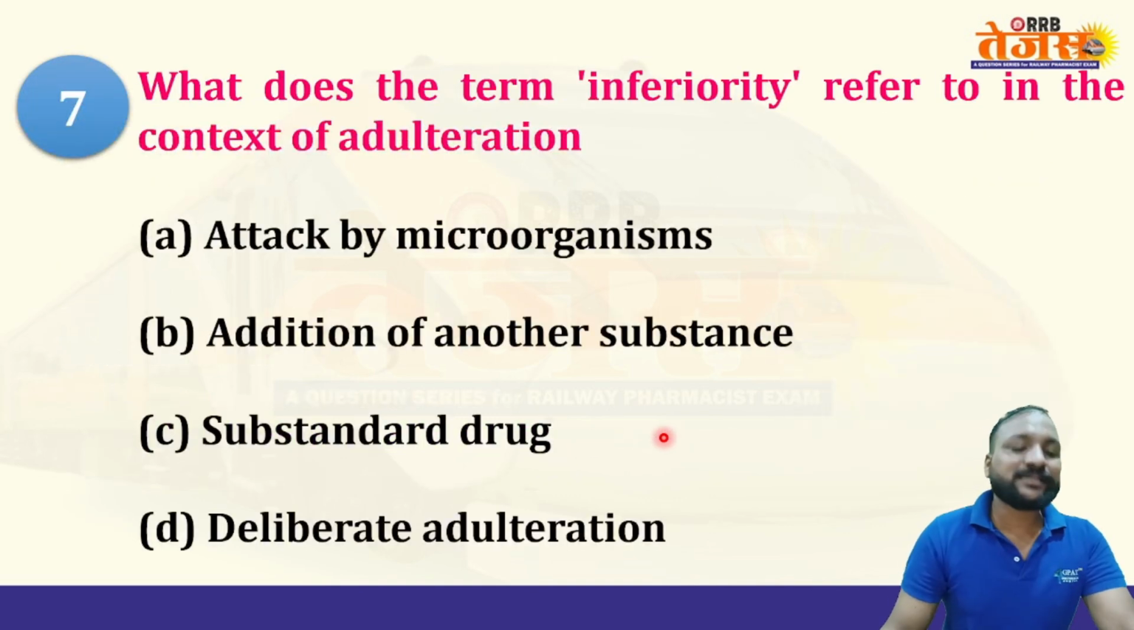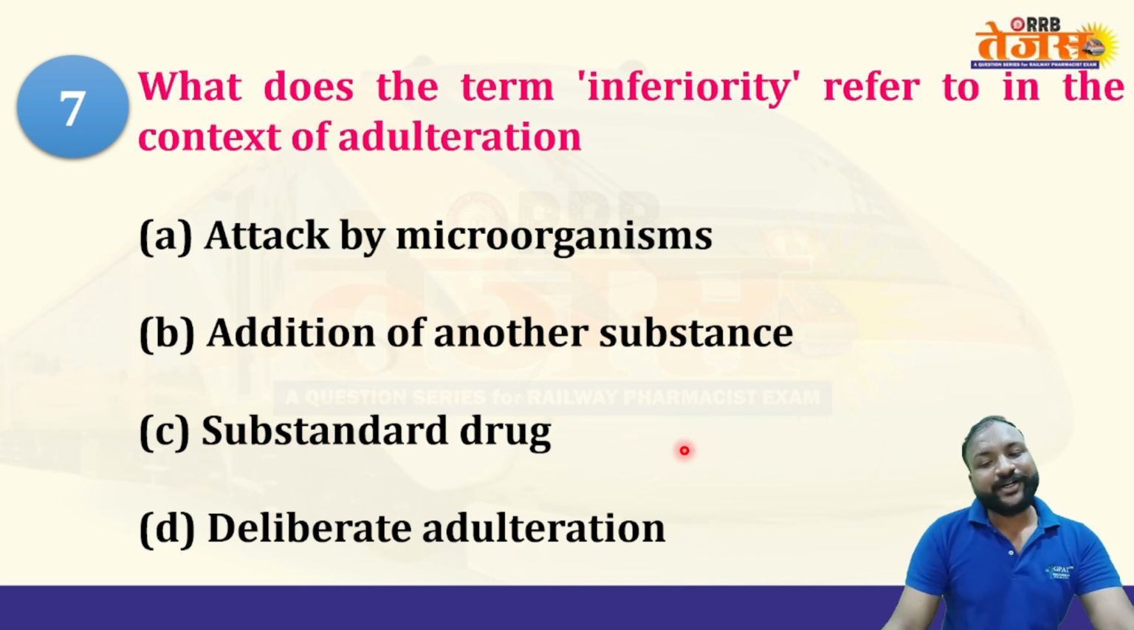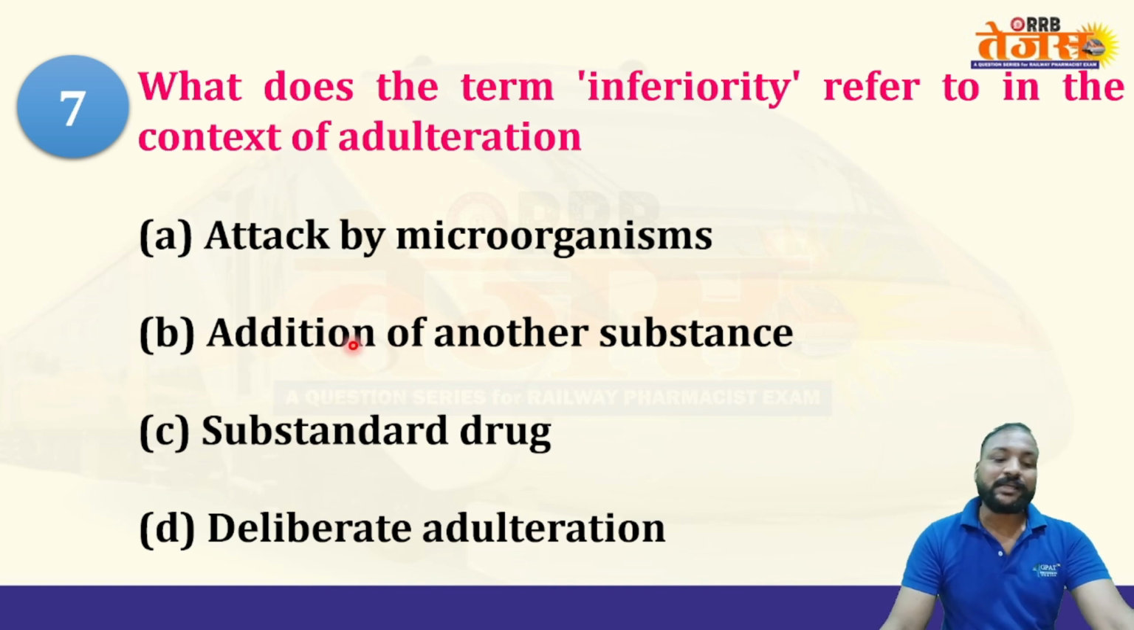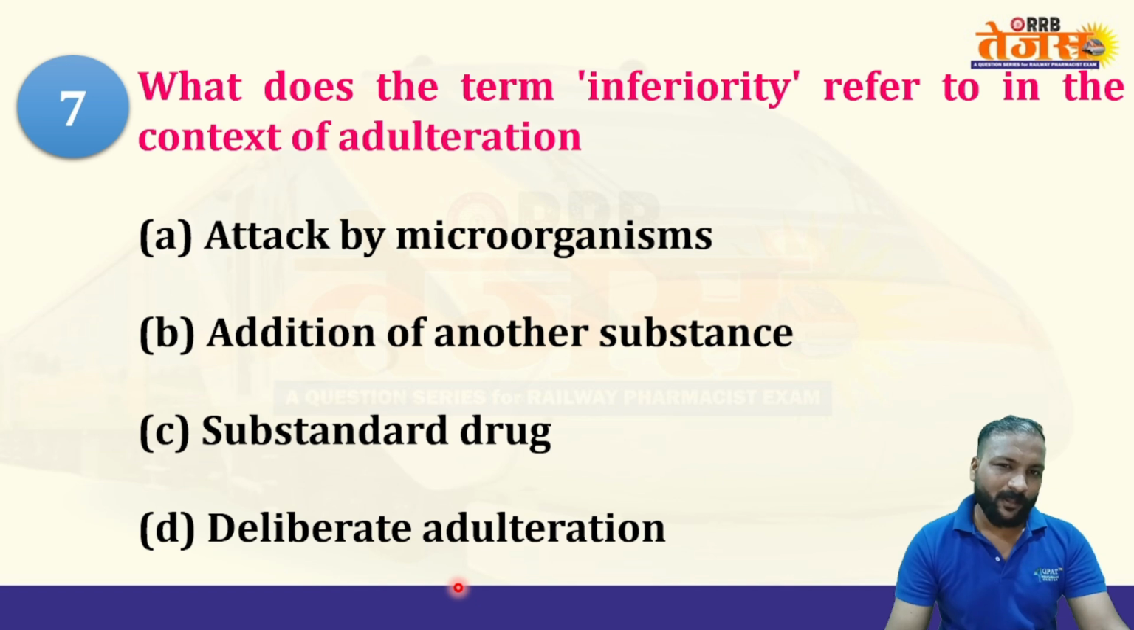Next question in this series, what does the term inferiority refer to in the context of adulteration? Option A, attack by the microorganisms; option B, addition of another substance; option C, substandard drug; and option D, deliberate adulteration. Tell me the right answer here.